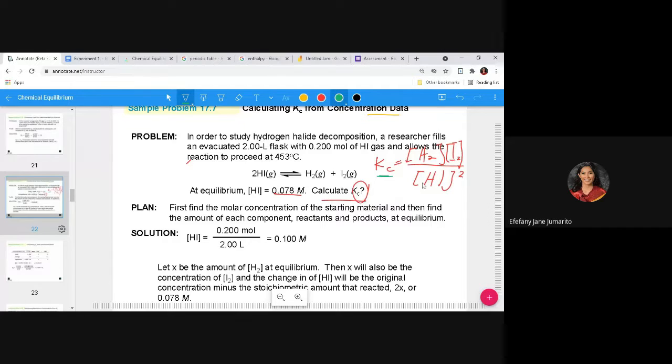Now, what is our given, class? The value of HI. How much HI? 0.078 molar. Mole is just M-O-L, so it's molar. But when it's Kc, it's unitless, so we don't put the M. So what other value are we looking for, class? The value of H2 and I2.